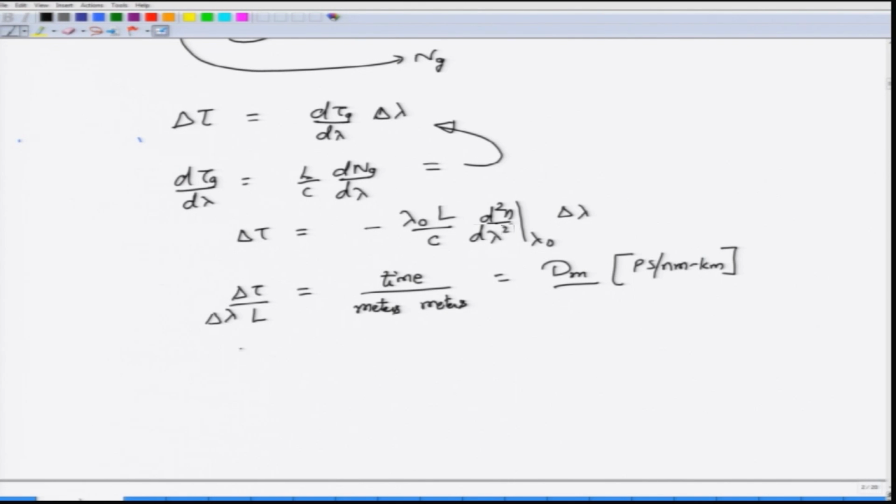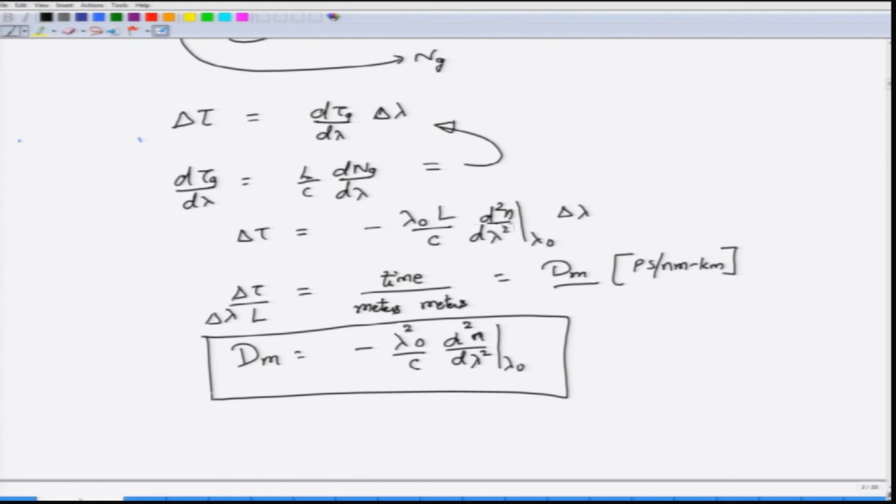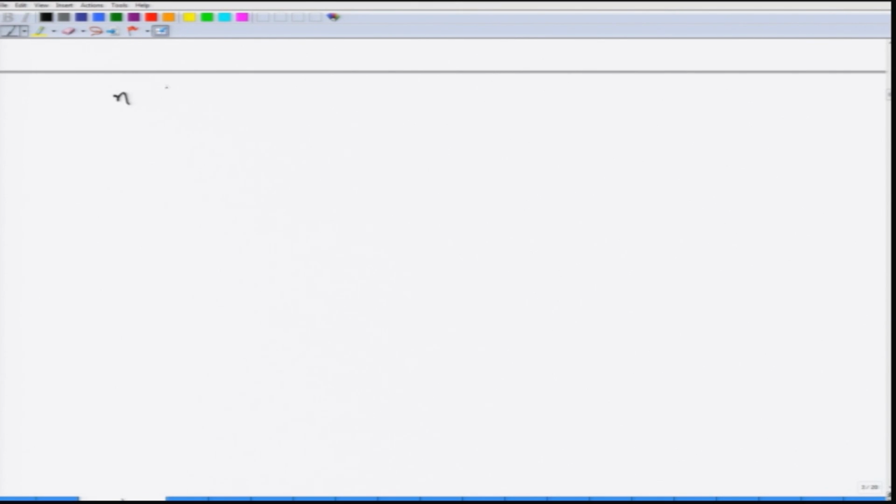So writing down what is Dm, the material dispersion, you have to divide this delta tau by L and delta lambda, and you get minus lambda 0 by C d square n by d lambda square evaluated at lambda 0. So this expression for Dm tells you what would be the pulse spread in terms of picosecond per nanometer kilometer. For a pure silica fiber, you can actually show that by properly measuring, the refractive index n is a decreasing function of lambda.